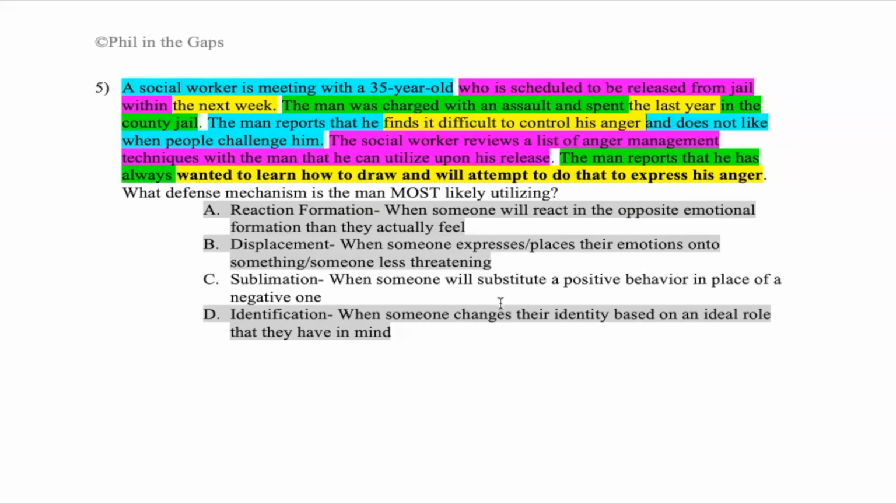So A is going to be ruled out because he's not expressing the opposite emotional formation. B is incorrect because he's not placing his anger onto someone or something less threatening. And D is incorrect because he's not trying to identify with the famous artist. So the correct answer here is C. Why? Because he is substituting the drawing in place of his old anger expression, such as assault, in some way, shape, or form. So the correct answer here is sublimation, based on the fact that he substituted in drawing to express his anger. So that's how we look at that question in particular.